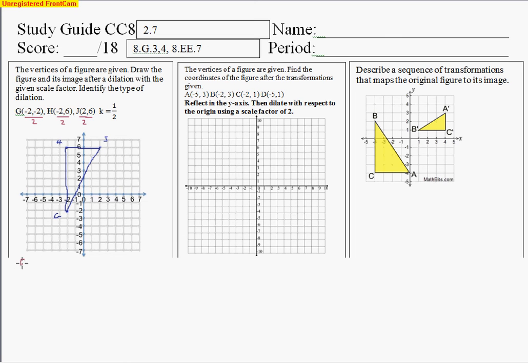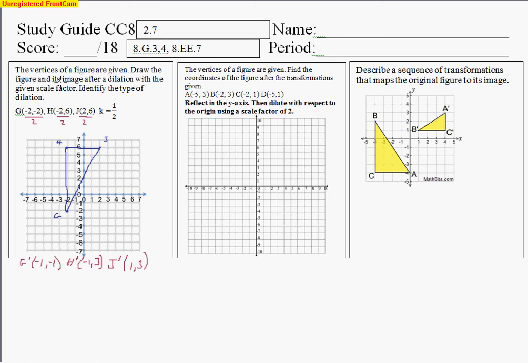So G prime is going to end up becoming -1, -1. I got that by dividing -2 by 2 and -2 by 2. H prime, that one ends up becoming -1, 3. So again, I'm dividing -2 by 2 and 6 by 2. J prime, that one becomes 1, 3. So I'm dividing both the 2 and the 6 by 2, and that's what I get.